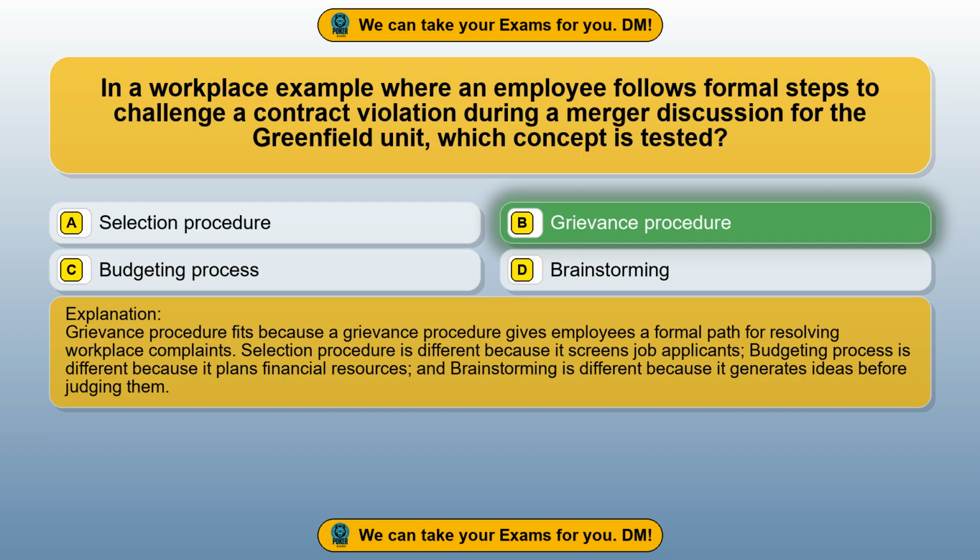Selection procedure is different because it screens job applicants, budgeting process is different because it plans financial resources, and brainstorming is different because it generates ideas before judging them.